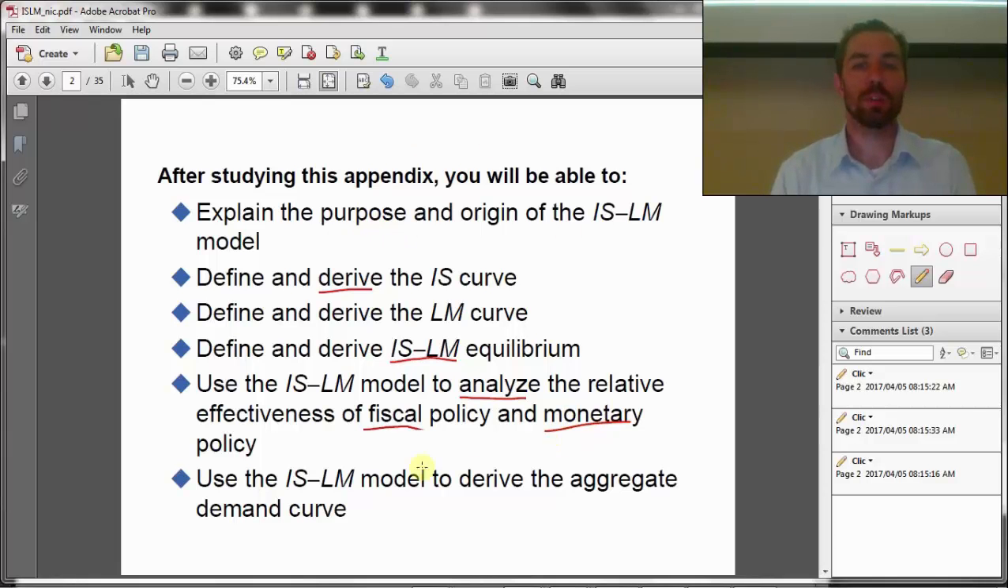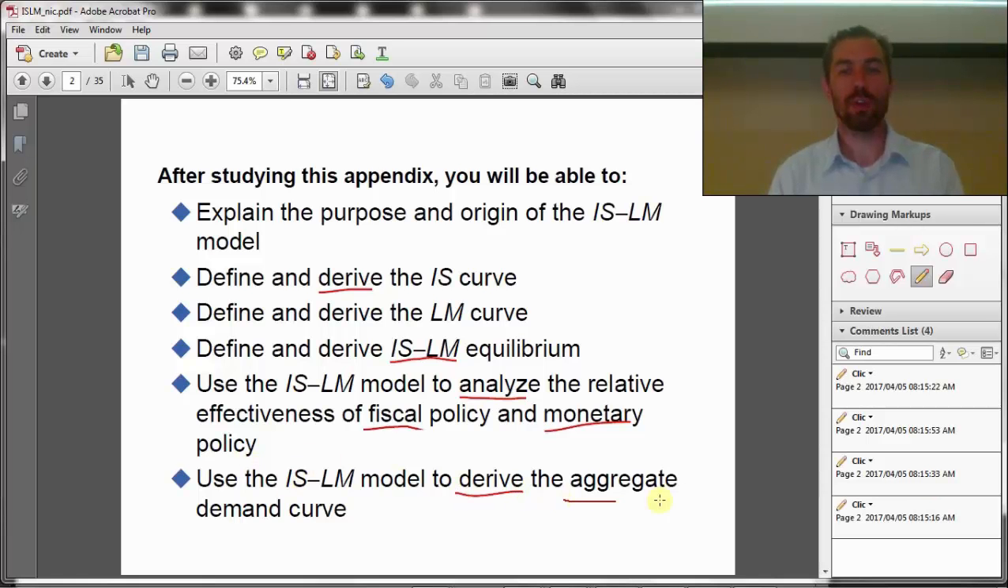What was its purpose? Looking at fiscal and monetary policy stuff. What happens when we use this model to understand the effects of price changes is that we can use it to then derive aggregate demand.